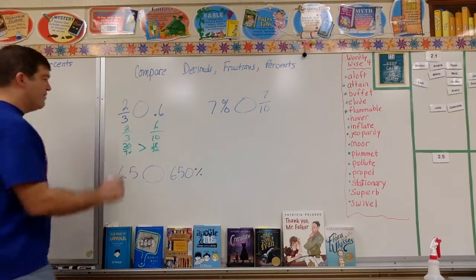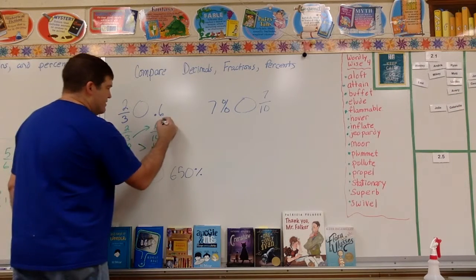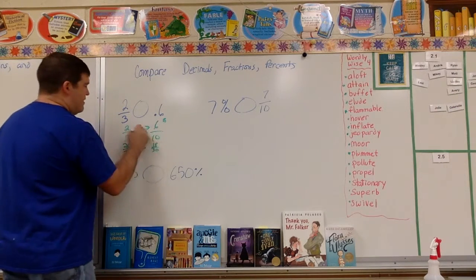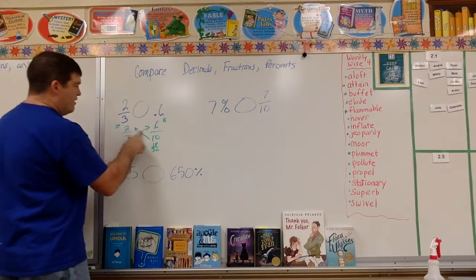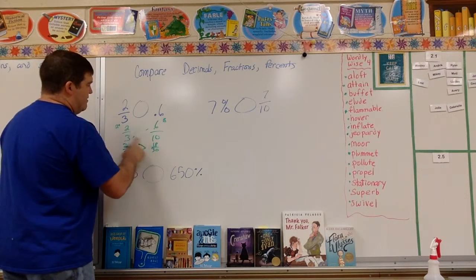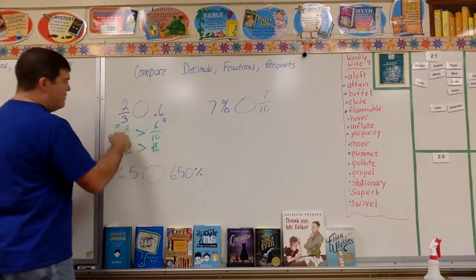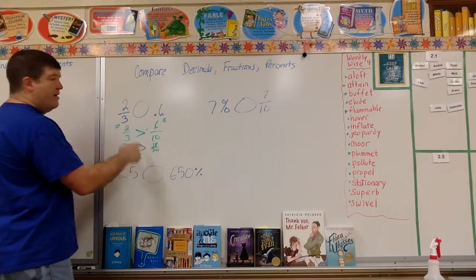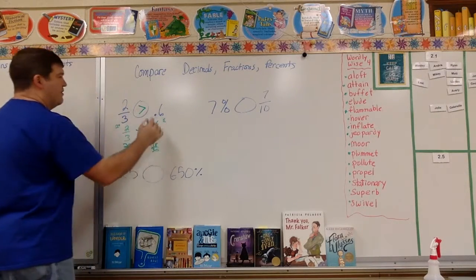The other way I could do it is do cross. 3 times 6 is 18. 10 times 2 is 20. 20 is greater, so I know it goes this way. All right. So I know, based on getting it to the same, that 2/3 is greater than 0.6.